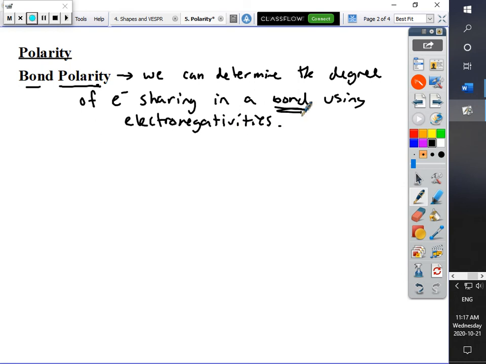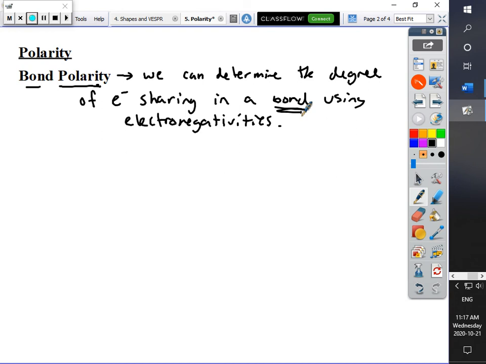Now this is in a single bond. We know that there are molecules which can be made up of more than one bond. What this electronegativity model allows us to do is to compare just individual bonds within that molecule. And that's really what we're limited to. We can't look at the entire molecule and use electronegativities to determine the polarity of that molecule. But we can look at individual bonds and say, if I were to look at this bond in this molecule at this point in time, where are those electrons most likely to be found?